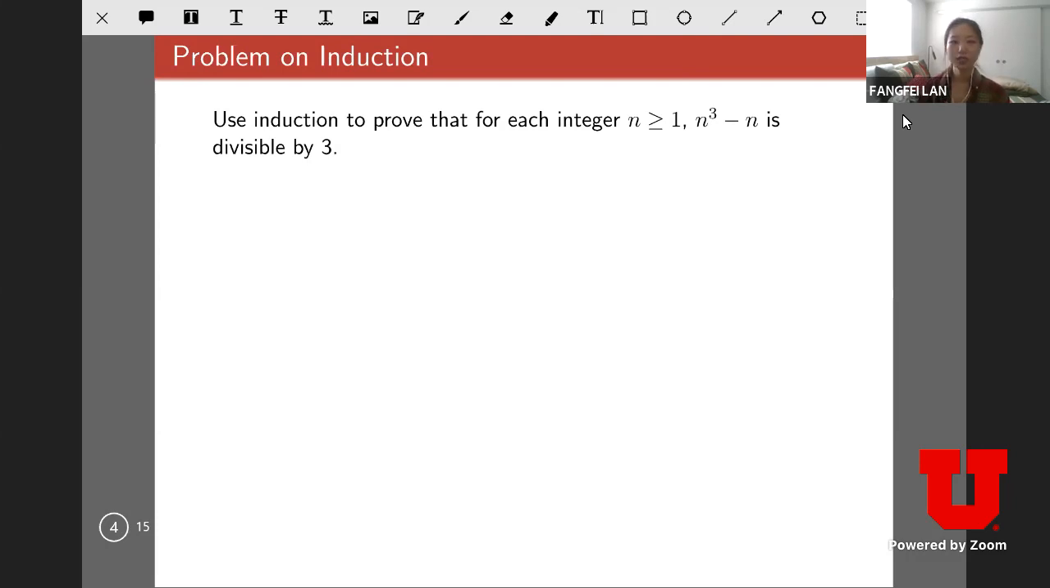The second one: use induction to prove that for each integer n greater than or equal to 1, n cubed minus n is divisible by 3. All right. So how does induction work? What do we start with? We start to prove that the previous term satisfies this condition, is divisible by 3. And then from there we can prove this one.